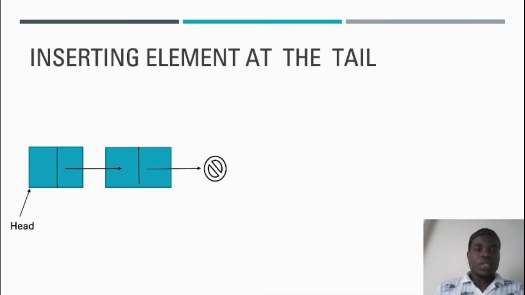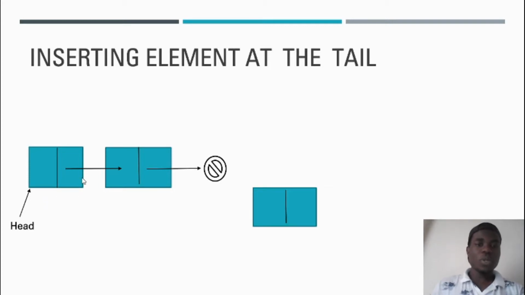Okay, so now that we're here, we want to look at insertion at the tail. So now we have 2 nodes here, the first node, the second node, and because this is the last node, it's pointing reference to what? Nothing. And the head is pointing reference to what? The first node, right? So now how does insertion at the end happen?